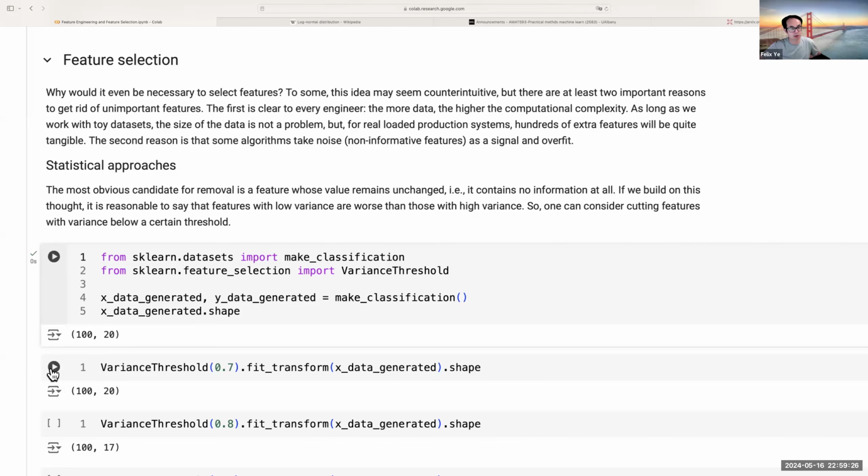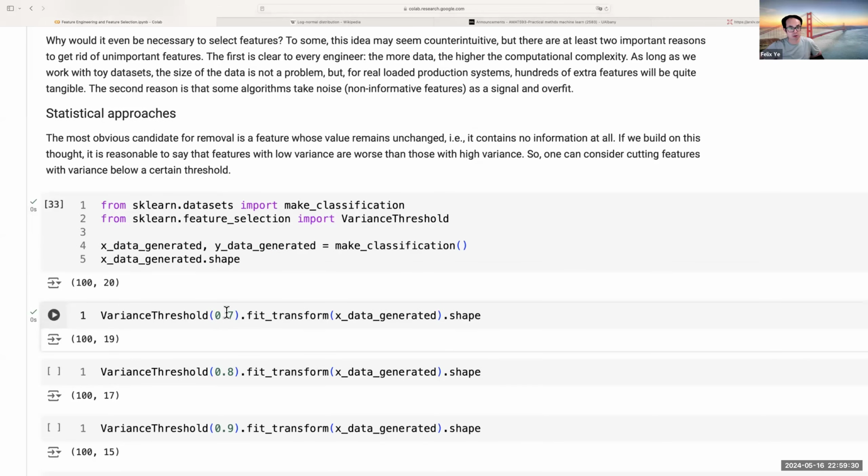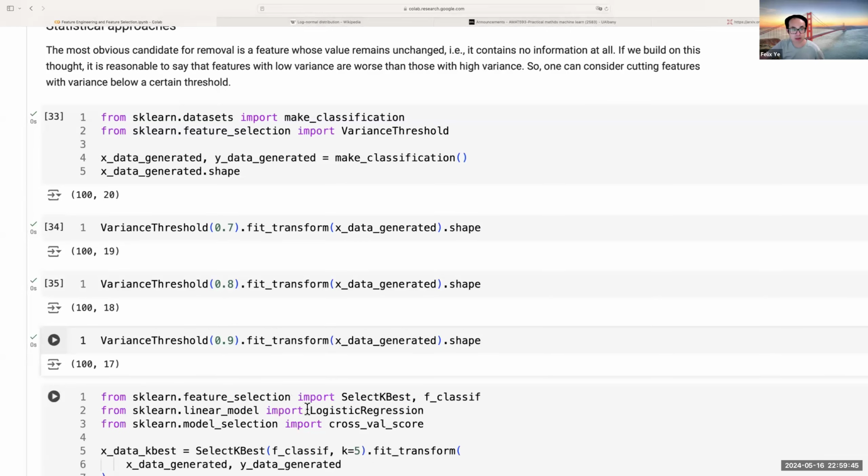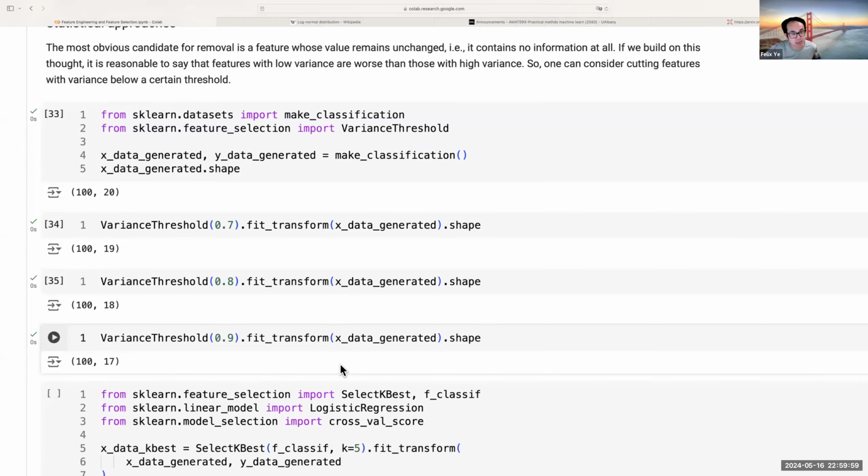For example, right here, if we use a threshold of 0.7, we will have 19 features instead of 20 features. If we threshold at 0.8, that would cut one more feature. If we threshold at 0.9, this gives me 17 features, and so on. This is a very simple way, just using a variance threshold. It is basically one of the simplest ways to do this kind of feature selection.